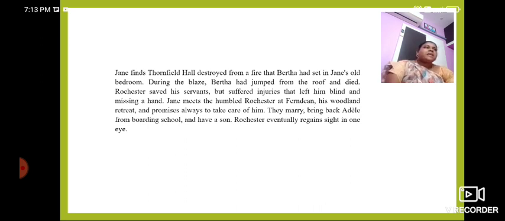They marry, bring Adele back from boarding school, and have a son. Rochester eventually regains sight in one eye. So this is how the story ends, very happily.